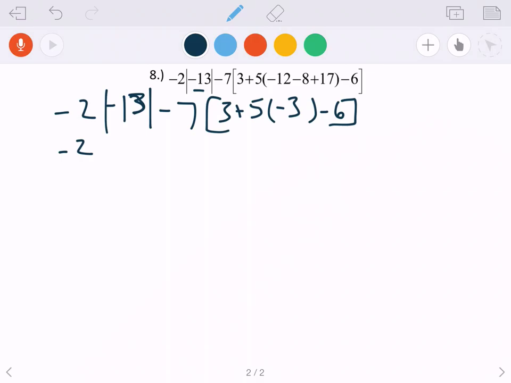So I'm still focusing on those brackets, so I'm going to rewrite everything I'm not using. So here I have 3 plus 5 times negative 3 minus 6. So I'm going to do 5 times negative 3 first, which is negative 15 minus 6.